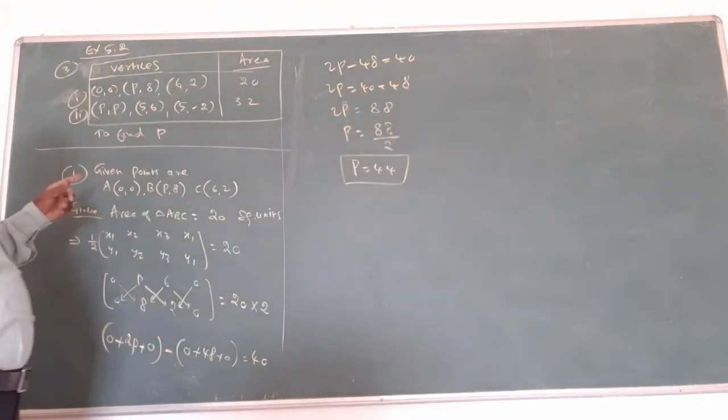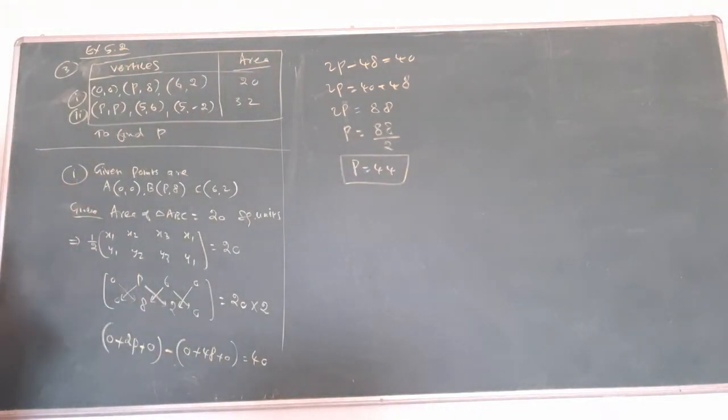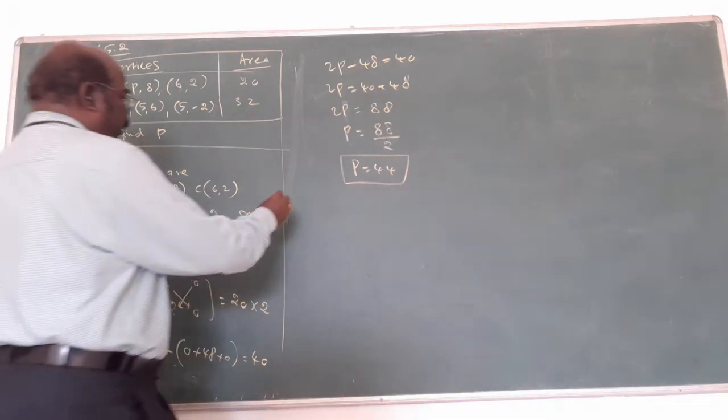What is given? Area also given. What is the unknown? The b is being asked. The same concept without drawing the diagram. The same problem, need not draw the diagram. Very good. That was the first one. Now second question.